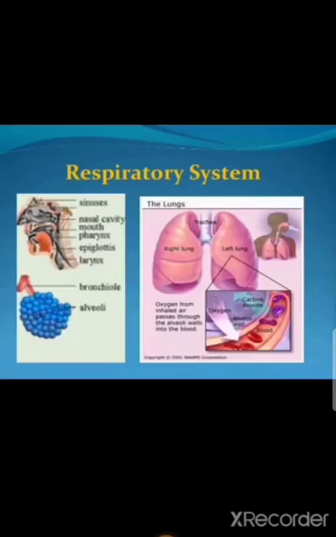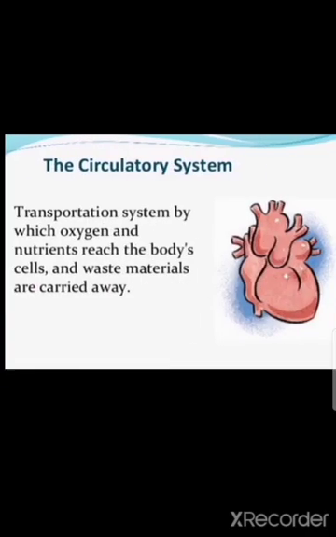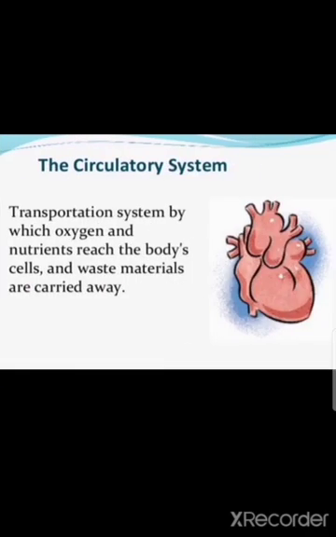Now there is the respiratory system. The respiratory system puts oxygen into the blood and removes the carbon dioxide and water vapor. The other system is the circulatory system. The circulatory system moves blood around the body in order to transport digested food, oxygen, carbon dioxide, urea, hormones, and heat. So it is the transportation system by which oxygen and nutrients reach the body cells and waste materials are carried away.